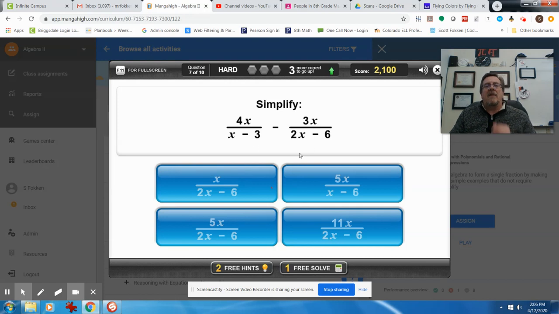What's my common denominator here? Yeah, I think I can multiply this one here by 2, and I'd get this second one, wouldn't I? So if I multiply this numerator or denominator by 2, I'd get 2x plus or minus 6 rather. And then if I multiply this bottom by 2, got to multiply the top by 2 to get 8x. And 8x minus 3x is 5x. And on the bottom, we get 2x minus 6. So let's pick this one.